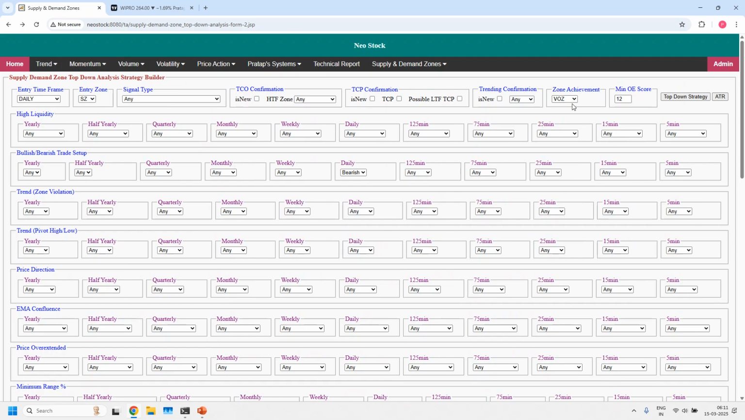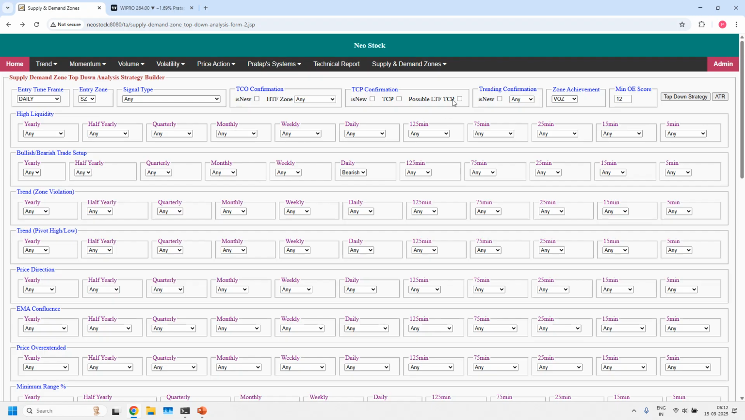But the difference is, this time all three filters, zone achievement, minimum odd enhanced score and pierced count, are applied to the daily supply zone. Earlier you selected daily demand zone. That's why earlier they applied to daily demand zone. But this time the value you selected is daily supply zone, so the filters will be applied to the daily supply zone. This is how our software works. Whatever value you select here, the filters will be applied only on those values. That is the reason why you have to clearly specify your entry time frame and entry zone.